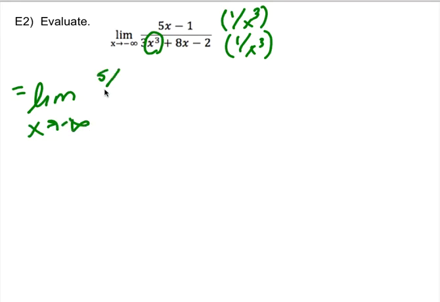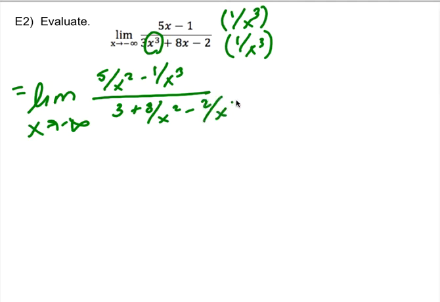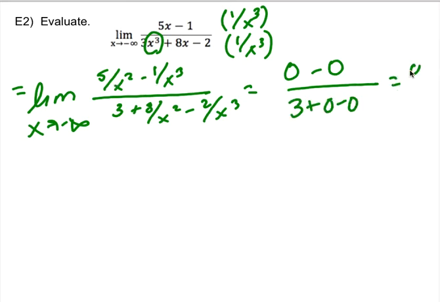On the top, I'm going to get 5 over x squared minus 1 over x cubed. On the bottom, I'm going to get 3 plus 8 over x squared minus 2 over x cubed. Yet again, when I plug in, we're going to see that a lot of these things cancel out to 0. So I'm going to get 0 minus 0 over 3 plus 0 minus 0. I get 0 over 3, which is the number 0. If you have nothing and you divide it by your 3 friends, all of you get nothing.